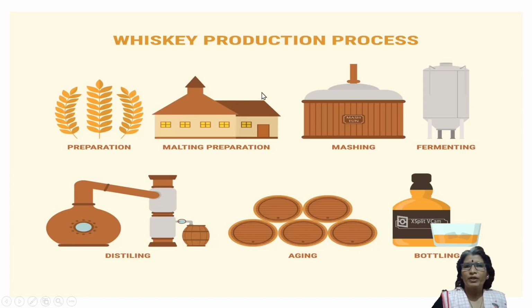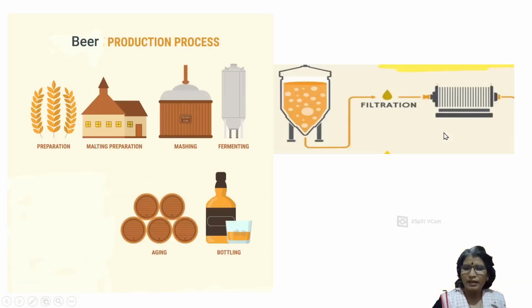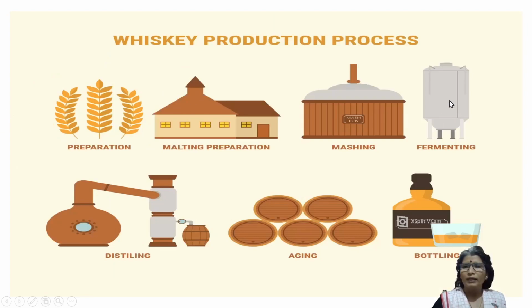This is the whiskey production process. Up to fermenting, it is the same as beer production. Same malting preparation, mashing and fermenting. These 4 steps are the same in this also. So here, this broth is shifted to another chamber. In this chamber, the broth is heated up. Due to heat, steam comes from the broth. This steam passes through this pipe and finally the steam is collected into this chamber. After cooling, the steam is converted into liquid and again the liquid is stored in bottles and in large containers for aging. Aging means storing for a long period. By storing, the alcohol taste increases.